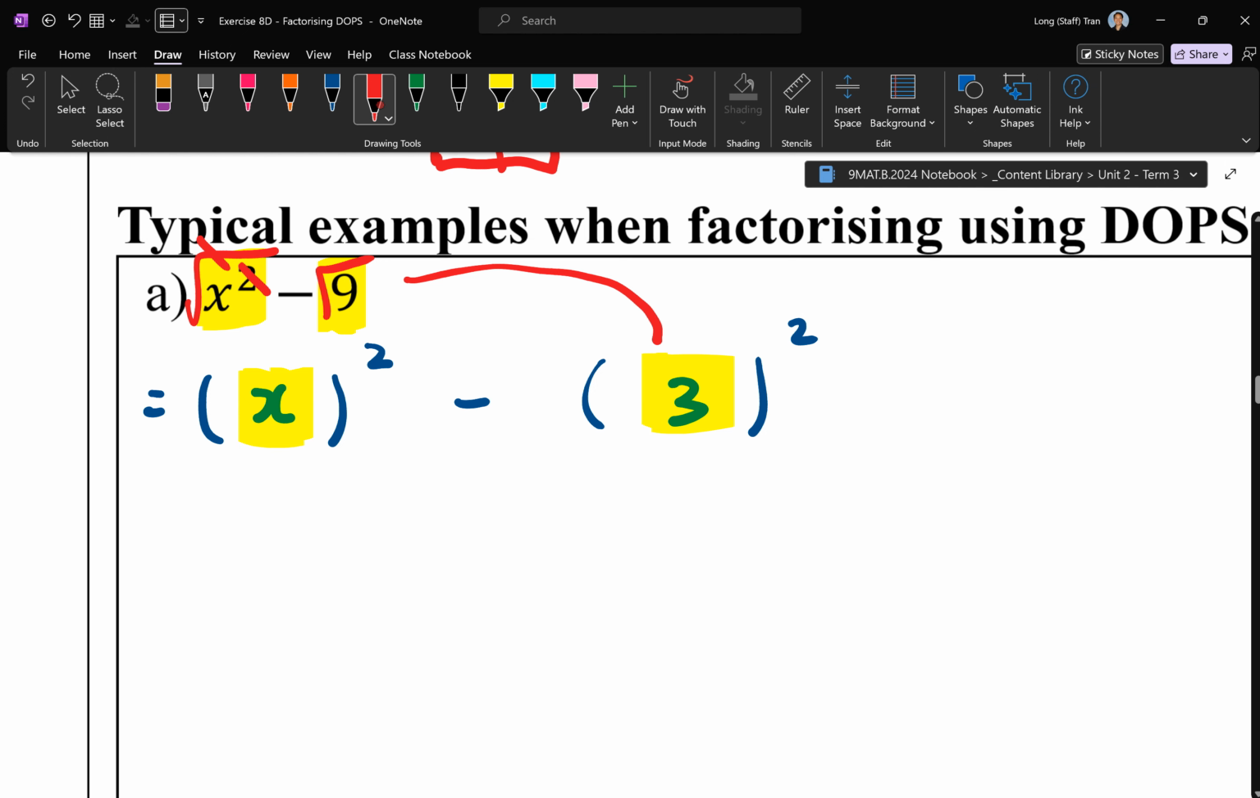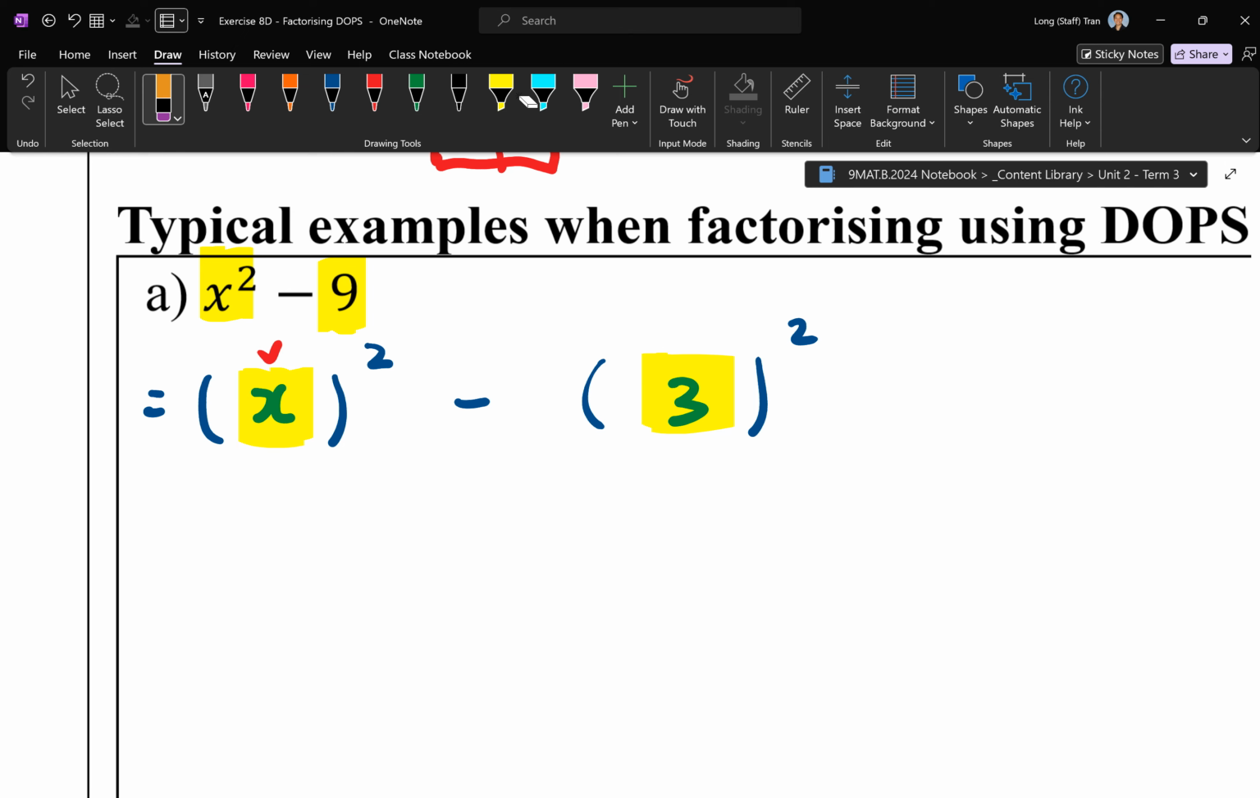Squaring and square root are opposite operations, so they cancel out, and the x goes here. Every time you want to figure out what goes in the brackets, you're literally just square rooting both terms. Once you've got it in this form, that's the hardest part. If you can write it in this form, then writing the answer becomes easy.